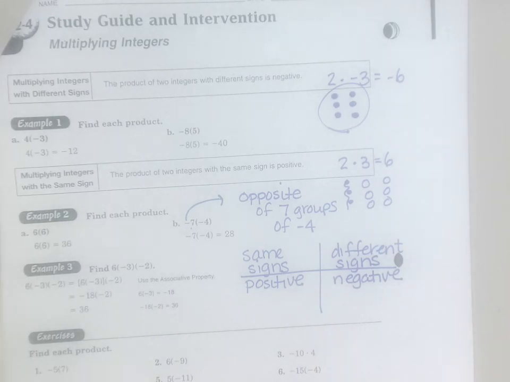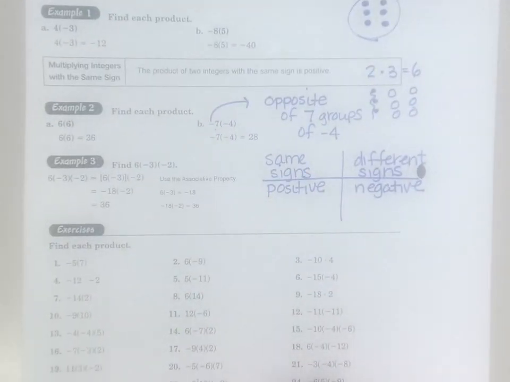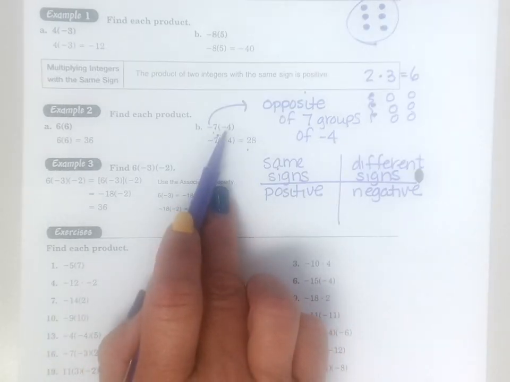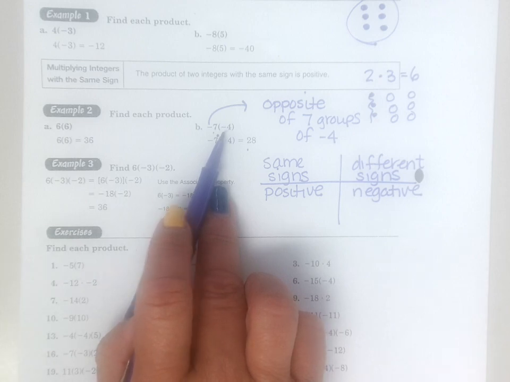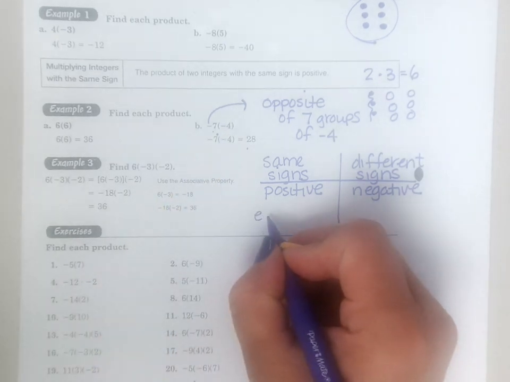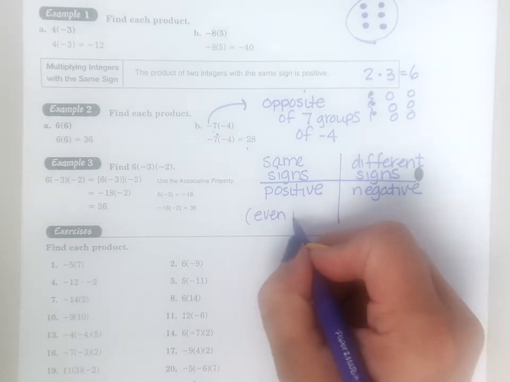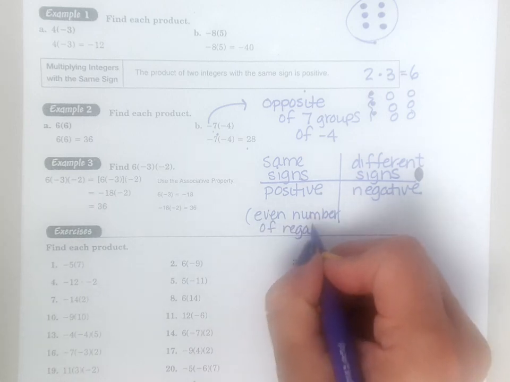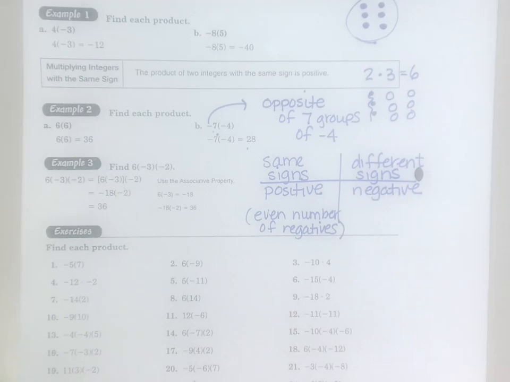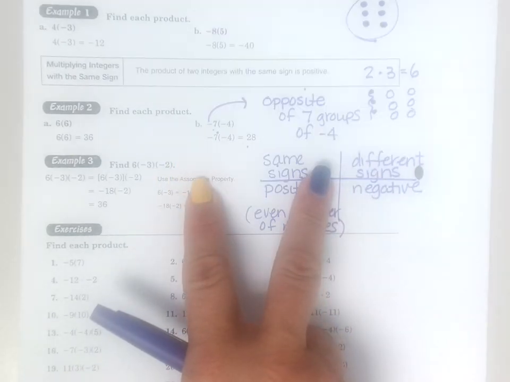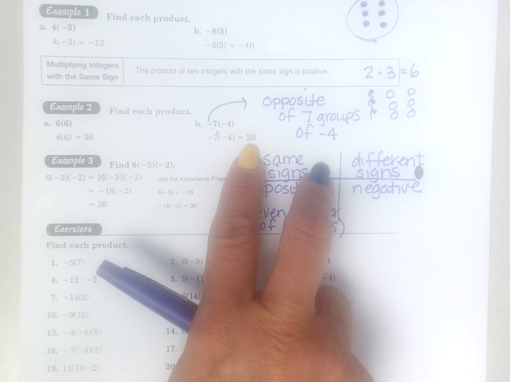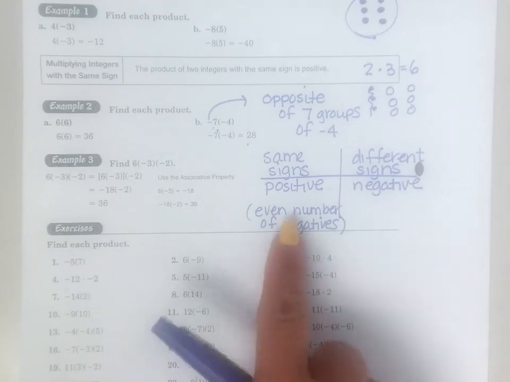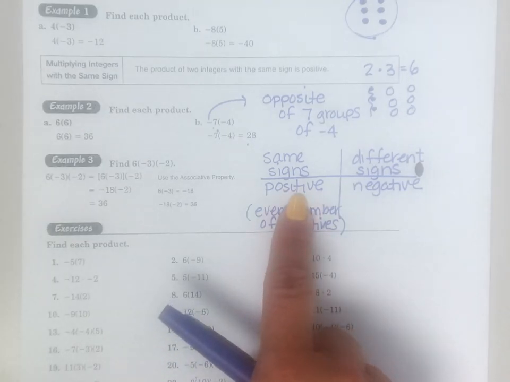Sometimes you have more than 2 numbers. So if you think about this, every 2 negatives I have will be positive. So that means if I then have 4 negatives, I'm still going to get positive. So if I have an even number of negatives, like 4 negatives, 6 negatives, because every 2 negatives that I have is going to give me a positive. So when I have 2 negatives, 4 negatives in the problem, 6 negatives, 8 negatives in the problem, I'm always going to have a positive answer.